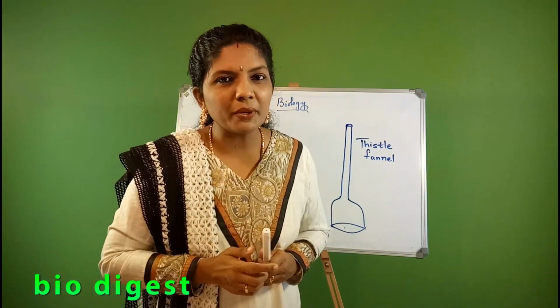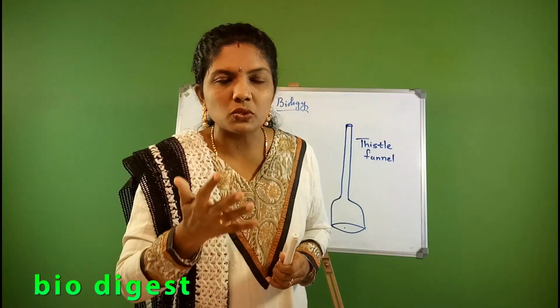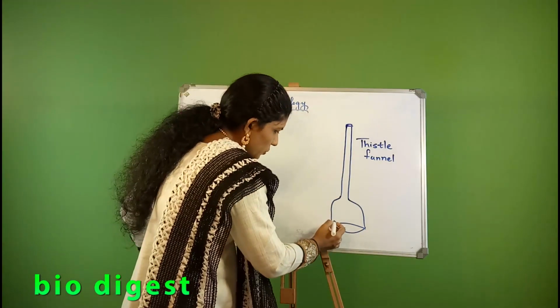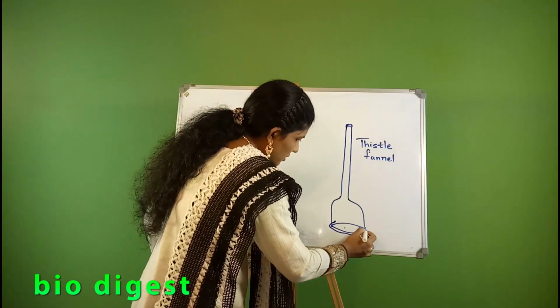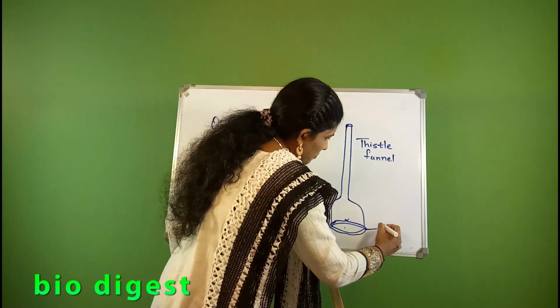So what is a semi-permeable membrane? A semi-permeable membrane is a membrane which allows only certain molecules to pass through it. So I told you the mouth is covered by using an egg membrane. Okay, so this is the egg membrane.